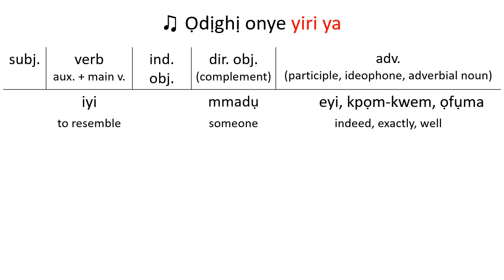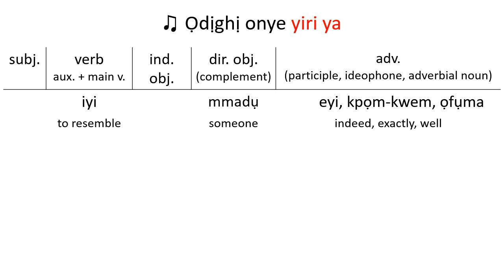So, iyi is to resemble. That's the main verb. There's no helping verb here. Now, for the direct object, you can ask: to resemble who? Iyi mmadụ, to resemble someone. Mmadụ is the complement of the verb. Now let's look at the adverb.